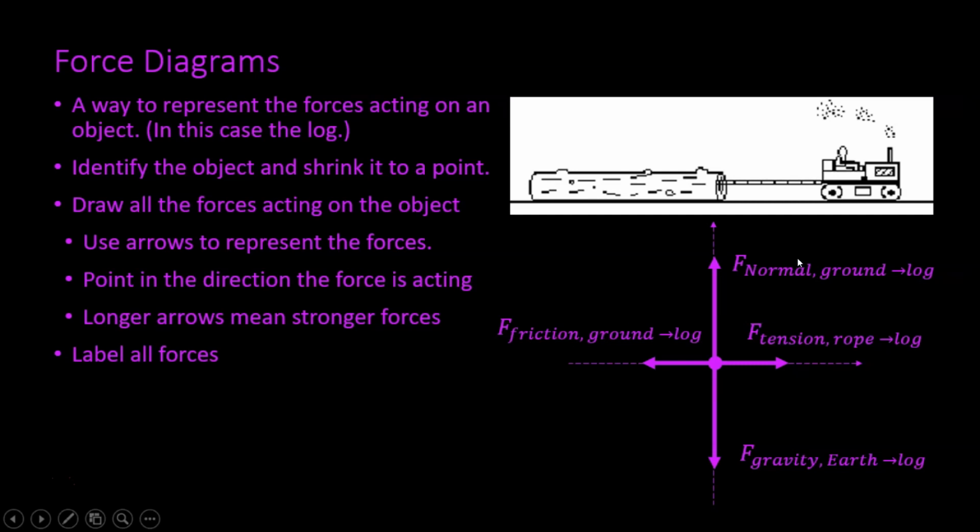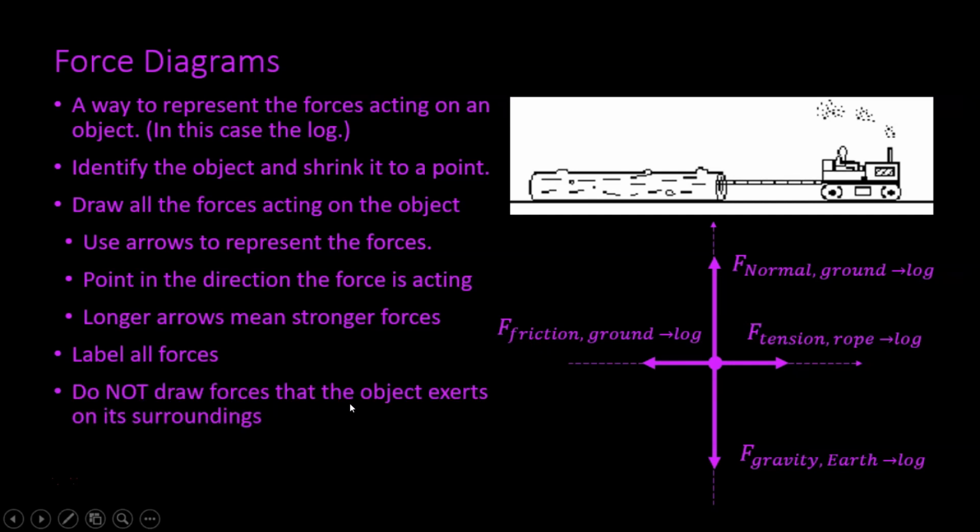Notice the ground is exerting two types of force. It's exerting a push force perpendicular to the ground, that's called the normal force, and it's exerting a push force parallel to the ground, and that's called a friction force. We do not want to draw forces that the object exerts on its surroundings. For instance, we know that the log is pushing down on the ground, but we don't want to show that force. We're only interested in the forces acting on the log. Similarly, we know that the log is pulling on the rope, but we're doing the force diagram on the log, so we're not showing that force that the log exerts on the rope.